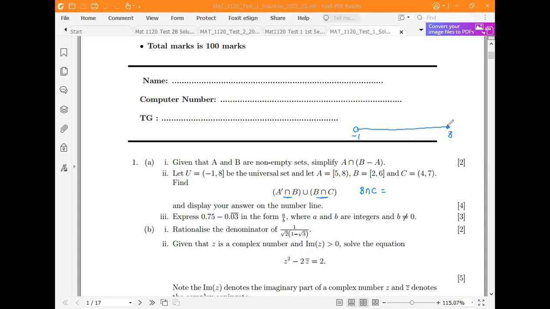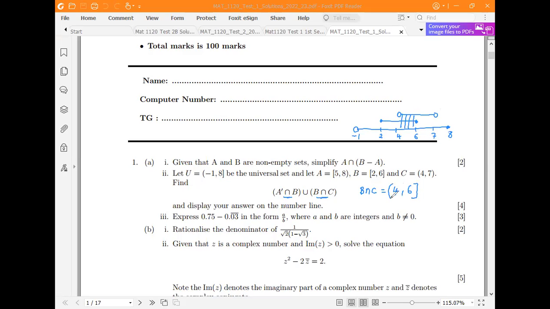And then now we bring in set B. Set B is from 2 to 6. 2 included, 6 included. Like this. Then C from 4 to 7. 4 not included, 7 not included. Then get the intersection. So we get the common piece. So intersection is from 4 to 6. 6 is included, 4 is not.